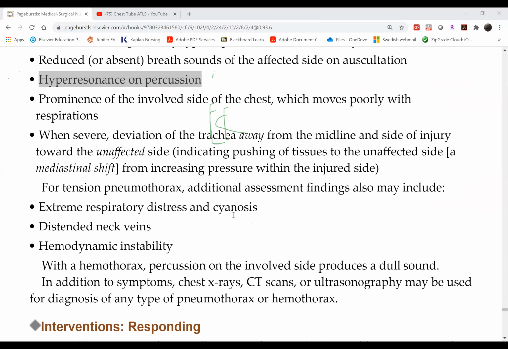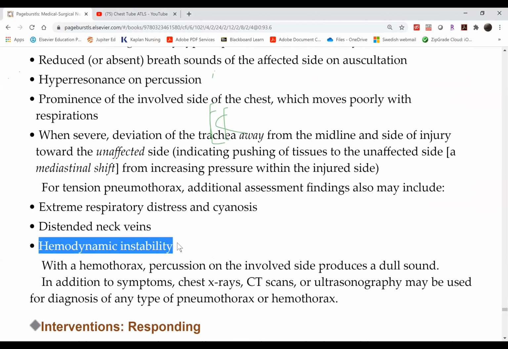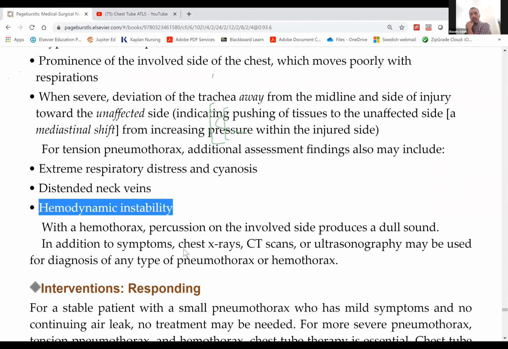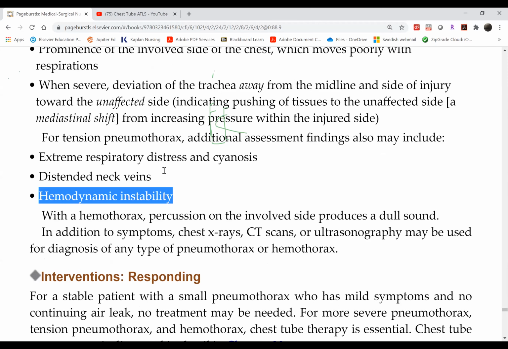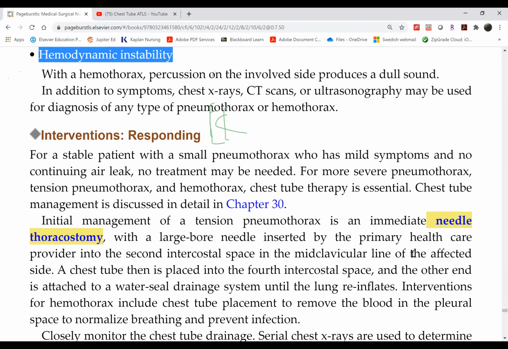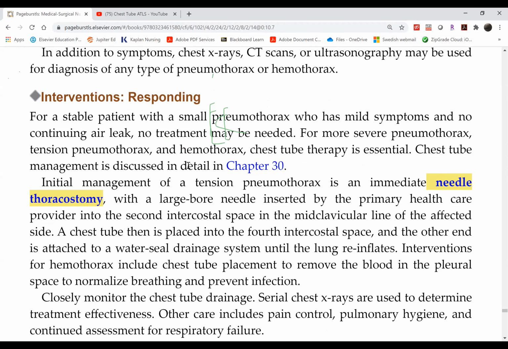And once the vessels are compressed, you'll see distended neck veins, blood pressure drops, and the patient will die in a few minutes. Literally, under 2-3 minutes, they're dead unless you perform a needle thoracostomy. So once identified, you call the physician. They perform an emergency needle thoracostomy.